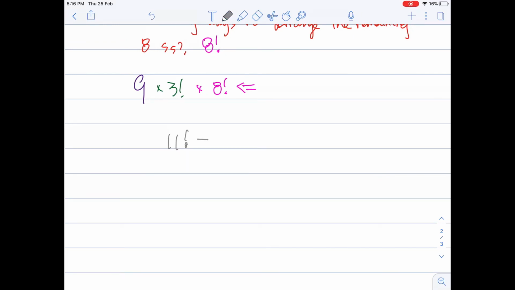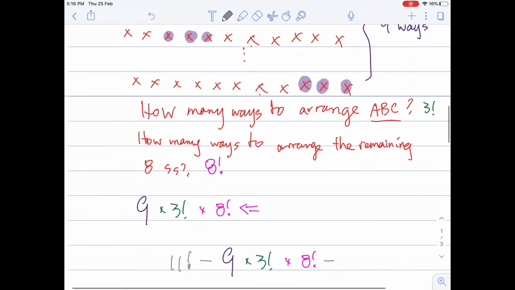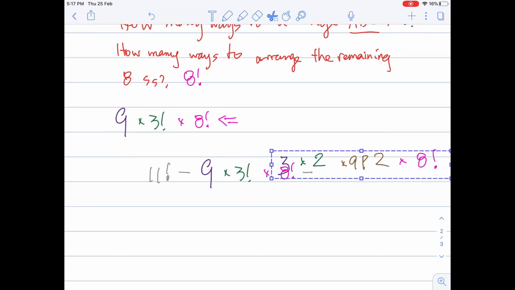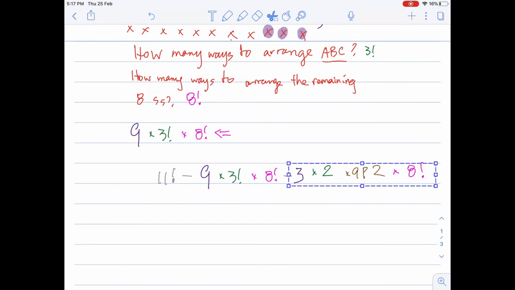11 factorial minus when three of them are together, minus when only two of them are together. So that would be this guy right here. If you crunch this into the calculator, it should give you the following results. There will be about 20 million ways to arrange them. Wow. That's a lot of ways.